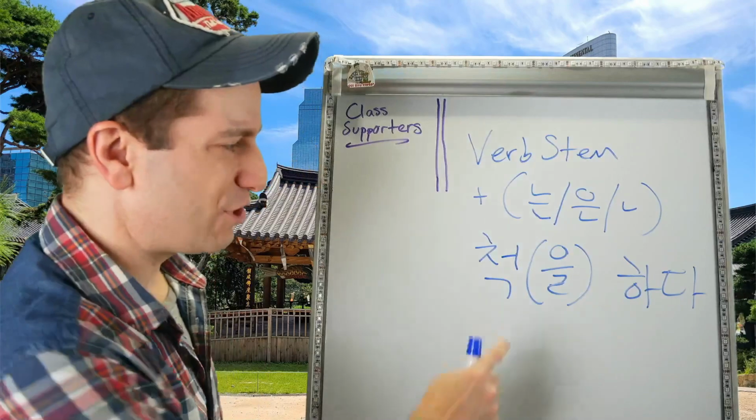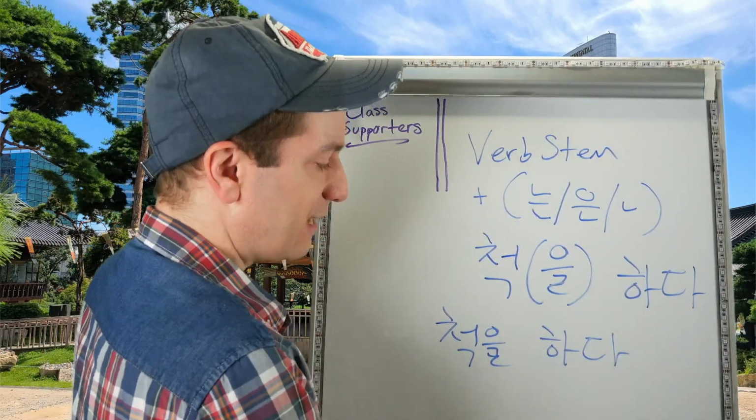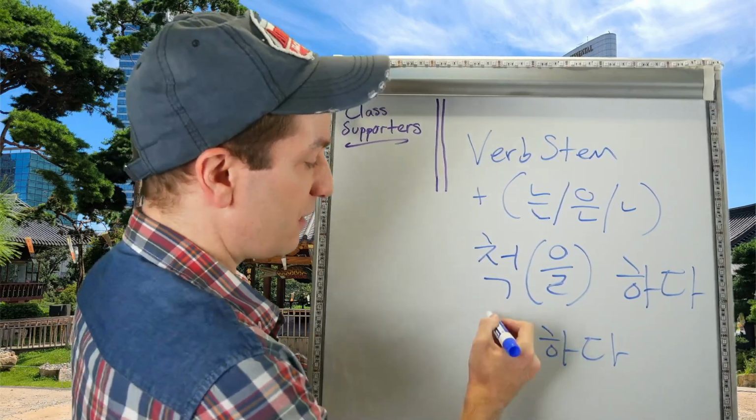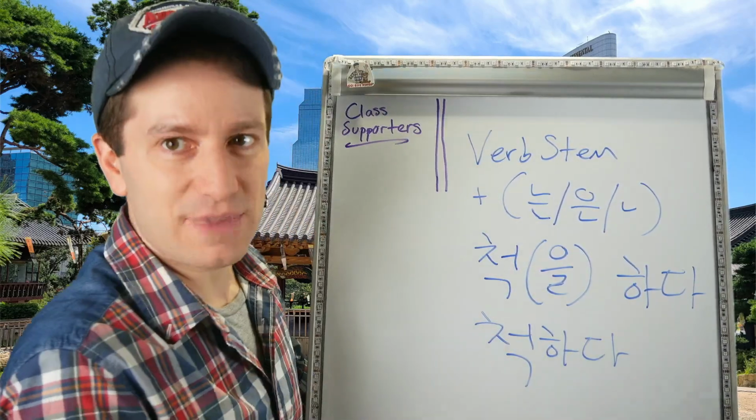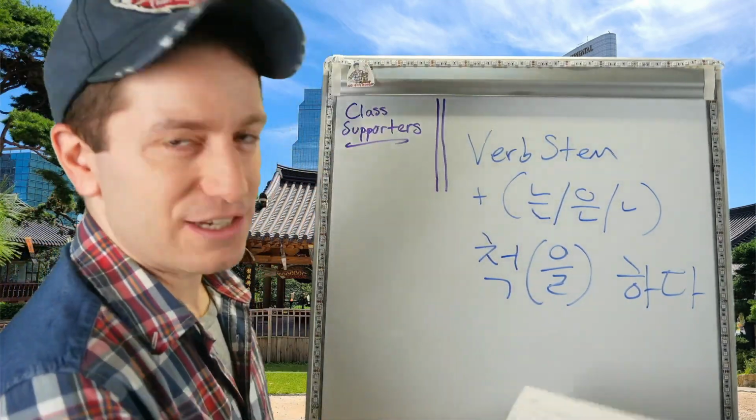Just a quick note, if you're using the object marker, you're gonna write it like this: 척을 space 하다. If you're not using the object marker, it's written as one word, 척하다. Just keep that in mind. So let me do a quick example. This can be used with action verbs and descriptive verbs.